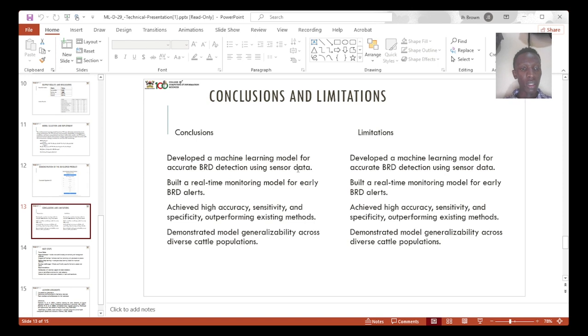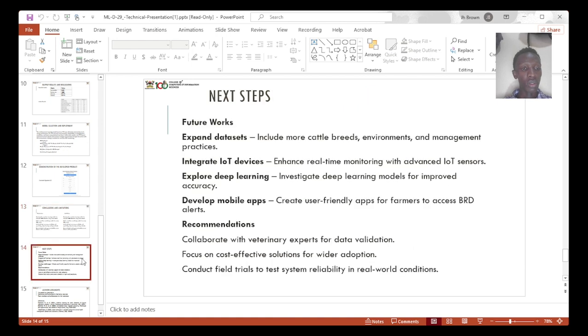We developed a machine learning model for accurate BRD detection using sensor data. This was one of the limitations that we got to overcome. We also built a real-time monitoring model for early BRD alerts, which was still a challenge. We achieved high accuracy, sensitivity, and specificity, outperforming existing methods, and lastly demonstrated model generalizability across diverse cattle populations.